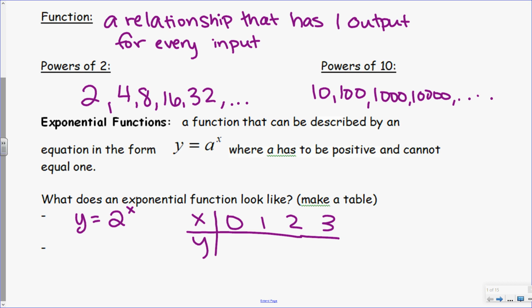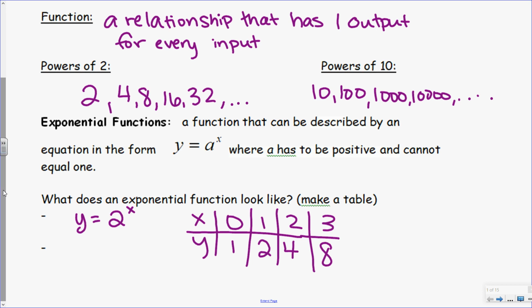So when I plug in 0, 2 to the 0 is 1. When I plug in 1, 2 to the 1 is still 2. Plug in 2, 2 squared is going to be 4. And 2 to the third is going to be 8. So what does this look like?